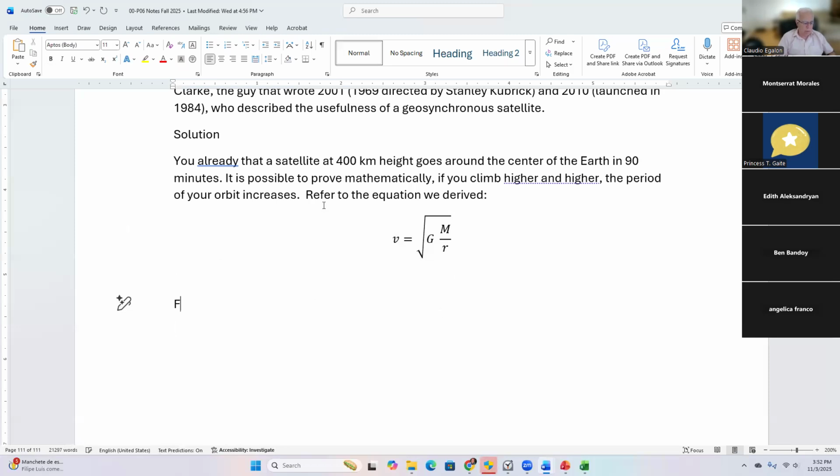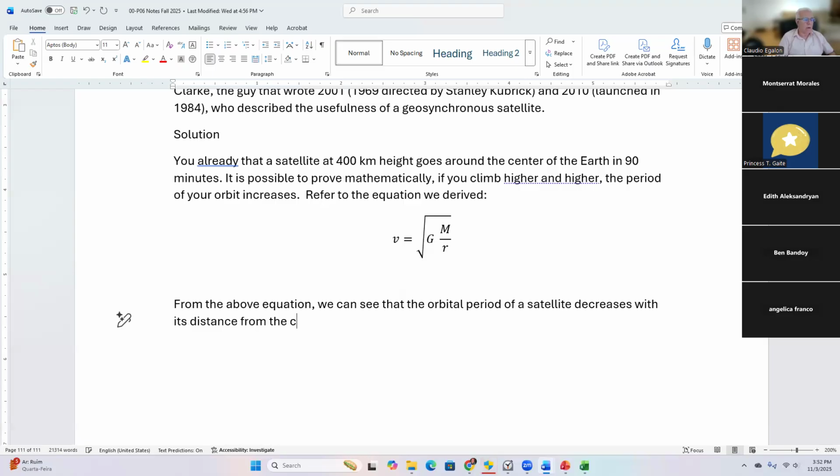From the above equation, we can see that the orbital period of a satellite decreases with its distance from the center of the Earth. Okay. What about its period? What about its period? Okay.